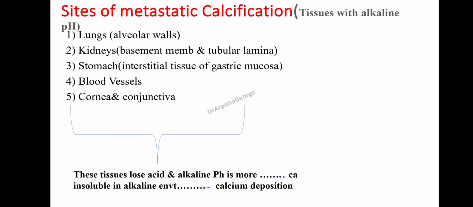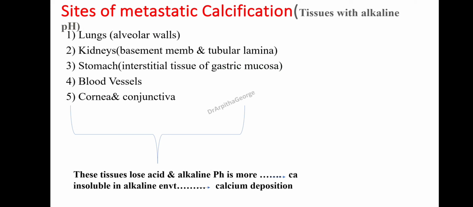In the dystrophic, the attracting factor is phosphate. Here the attracting factor is alkaline environment, alkaline pH, because alkaline pH always favors calcium precipitation. How does the tissue get an alkaline environment? Any tissue, if it is losing acid, you get an alkaline environment. So this is regarding the metastatic calcification pathogenesis. Very simple, and the sites of it we'll just see in a very brief manner.